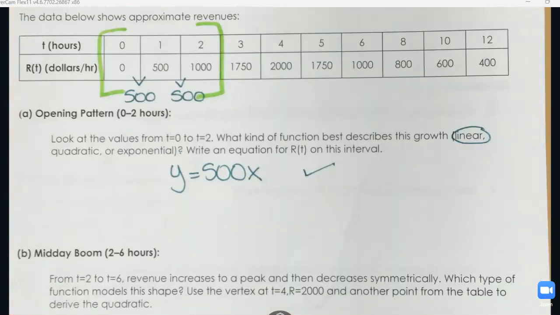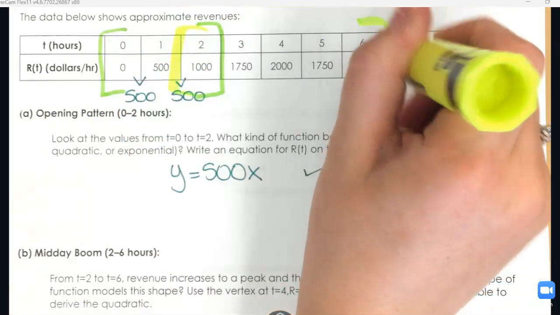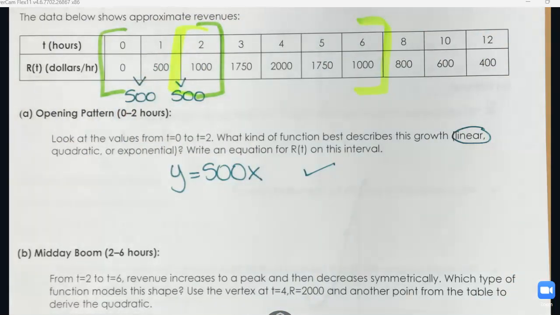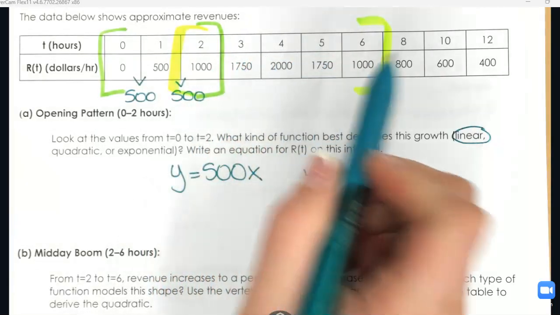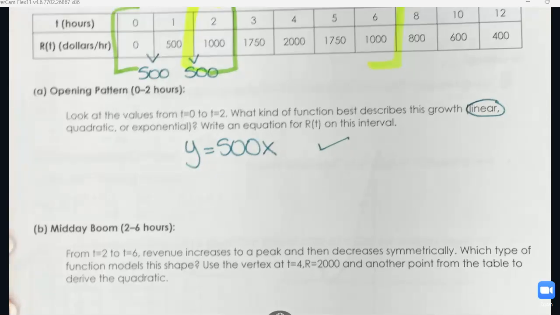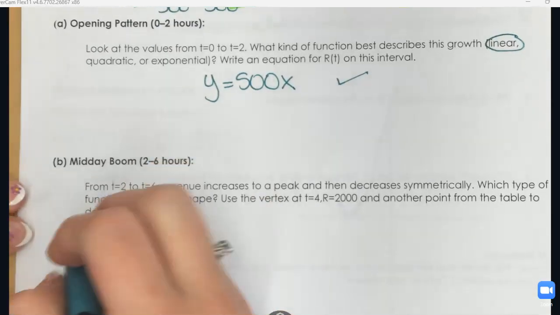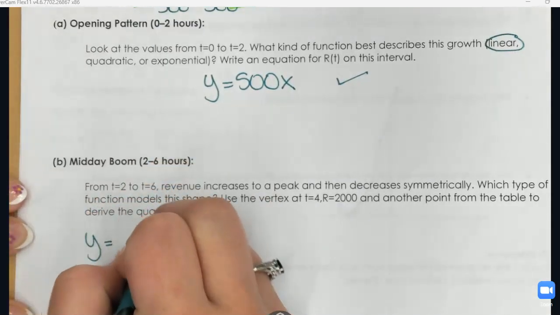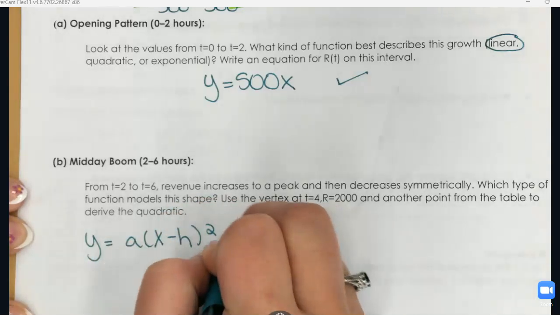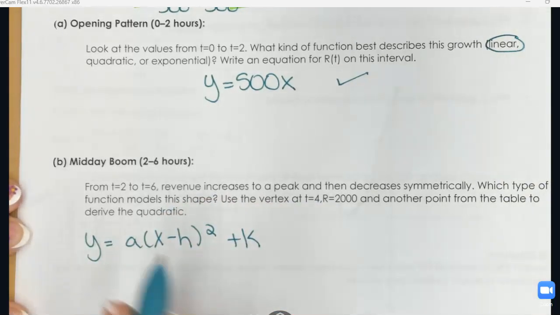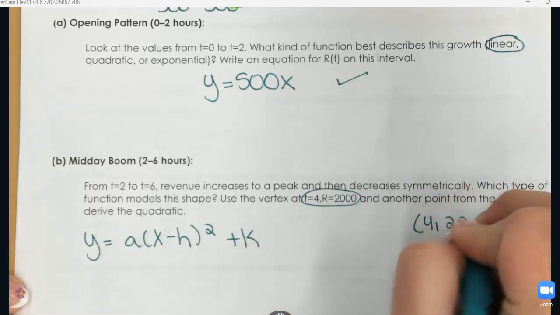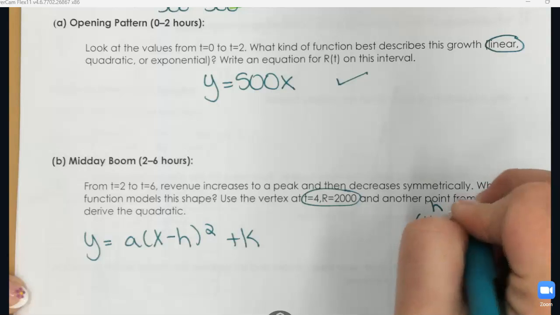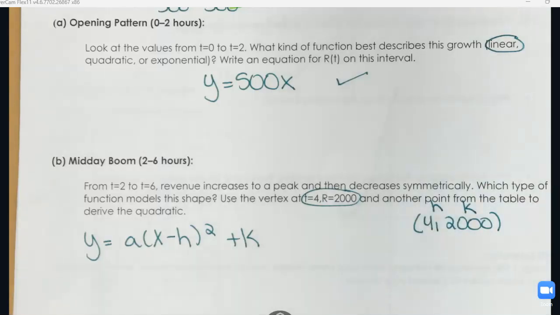For the second portion, from hours 2 to 6, is this linear, quadratic, or exponential? I can see I'm increasing to a peak and then I switch to decreasing. So this is going to be quadratic. And to write the equation for a quadratic, I can do that in vertex form if I know the vertex and the a value. Well, if it tells us that the vertex is at 4, 2,000, that's my h, that's my k, that means I just need to know my a value.